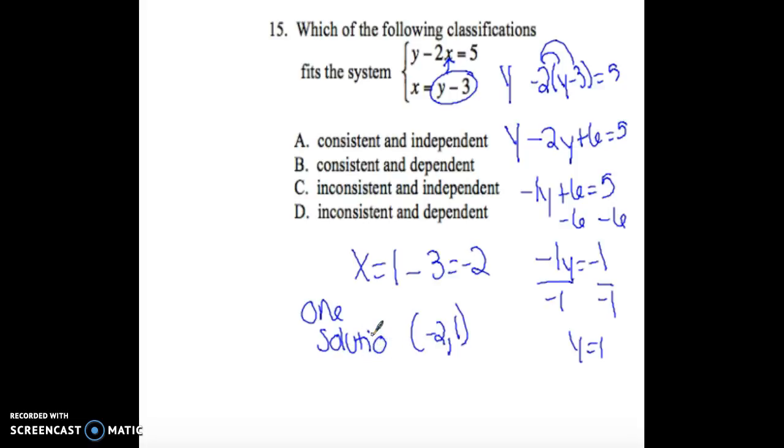Which is one solution. Which, remember, independent is exactly 1. Inconsistent is none. None and 1, that doesn't work. At least 1 and 1, yep, that's it. Remember, dependent is infinitely many. If you look at page 407 in your book, this helps describe them if you forgot what those definitions meant.